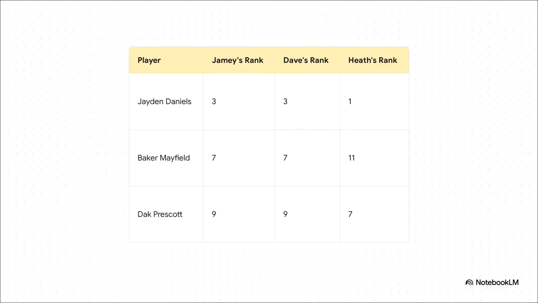And you can see right away, look at this. These experts do not always agree. Take a look at rookie QB Jaden Daniels. Jamie and Dave both have him at number 3. But Heath, he is all in, ranking him at number 1. Then you look at Baker Mayfield, and it's the opposite. Heath is way lower on him than the other guys. This right here is the crucial takeaway. These are just informed, but very different opinions.